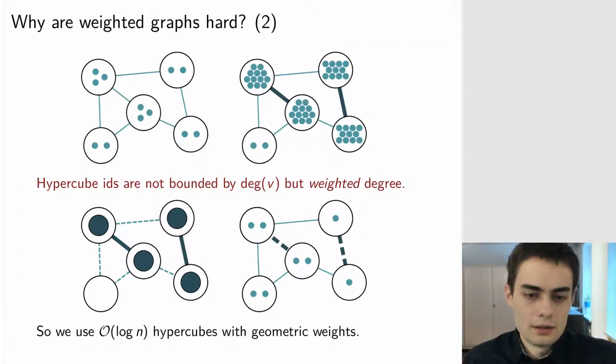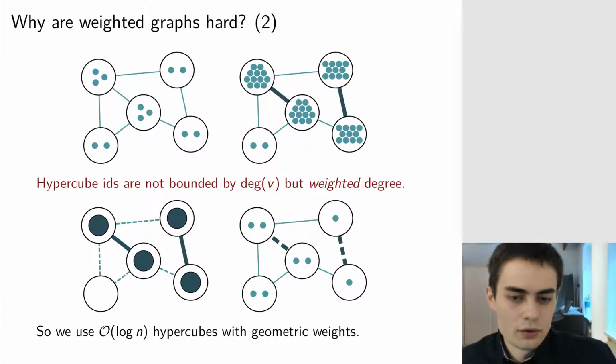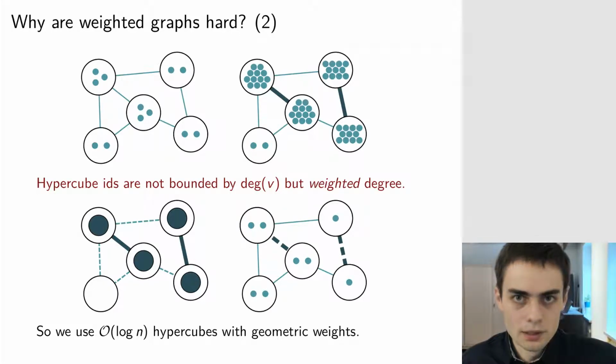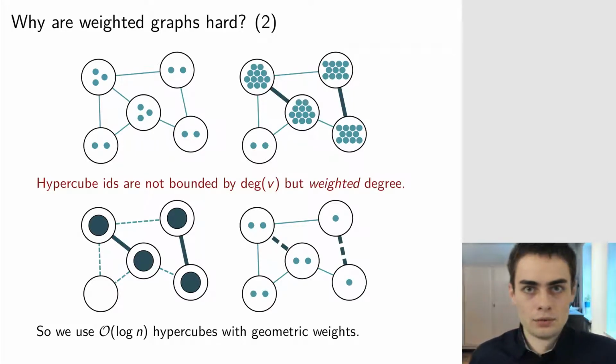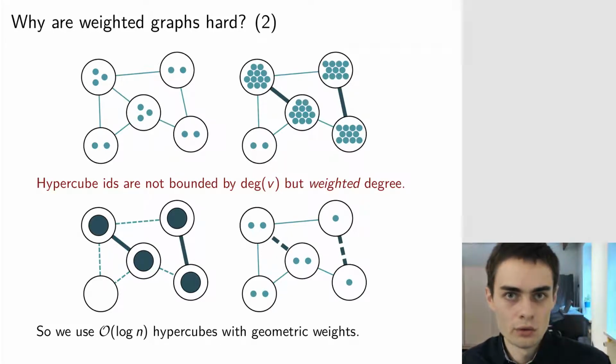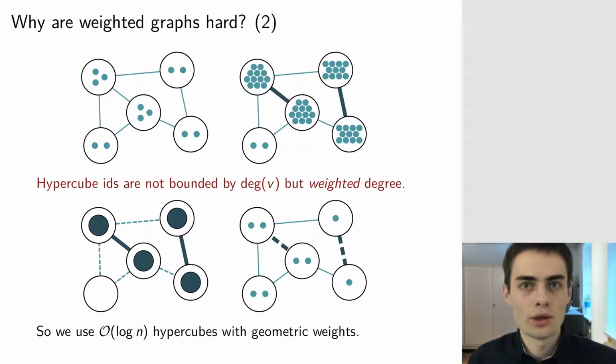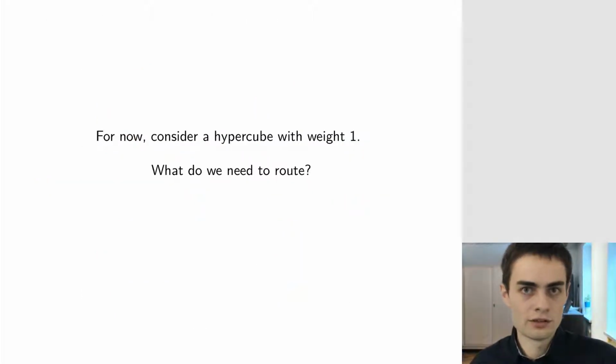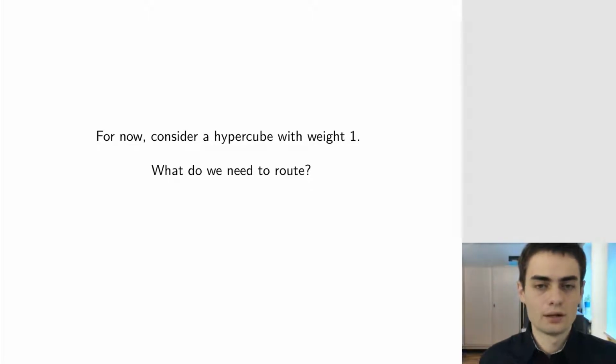Now, what does it mean for a hypercube to have a certain weight? Basically, the weight of the hypercube corresponds to the amount of flow we expect to send over a hypercube edge. So if a hypercube has weight 1, then we would expect to be able to send 1 unit of flow over a single hypercube edge without causing excessive congestion in the original graph. So for now, let's assume that we have such a hypercube. So the hypercube edges have weight 1. Now, what do we need to do?